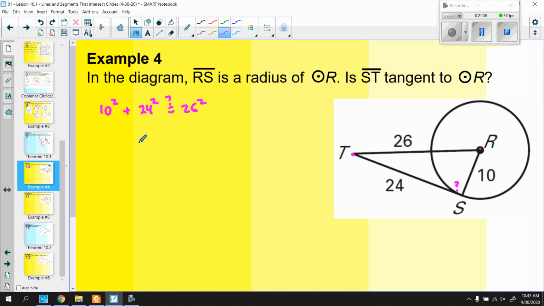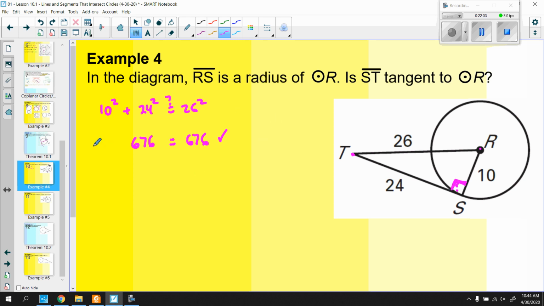Okay, so I have to crunch the numbers. So get your calculator out. I've got 26 squared. I'm just starting with this side for whatever reason, is 676. And then I can go right on here, 10 squared. You can't see it, but I'm typing this into my calculator. 10 squared plus 24 squared equals 676. Does that always happen? No, it's just the way that this one worked out. So I can guarantee you that yes, this is a right angle.